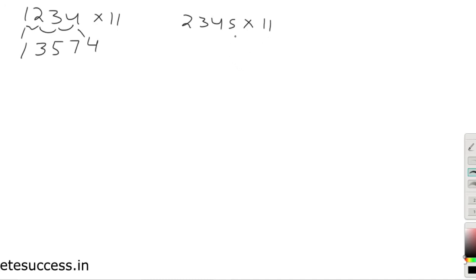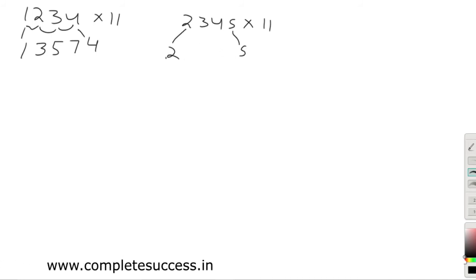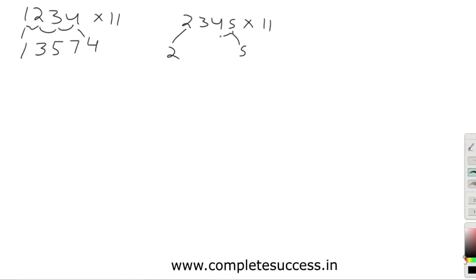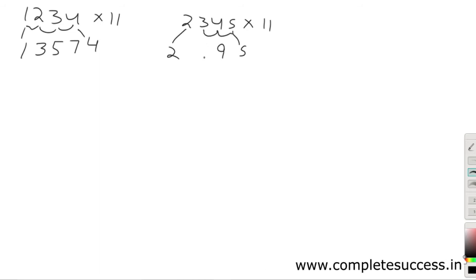2, 3, 4, 5 into 11. First 5 and 2. This is clear. In between values is 4 plus 5, 9. 4 plus 3, 7 and 3 plus 2.